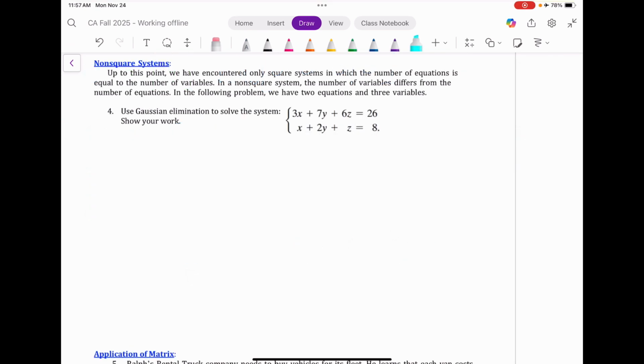Okay, so we want to talk about non-square systems. So a non-square system is where the number of variables is different from the number of equations. So for instance, we have 2 equations and 3 variables on number 4. So when we draw the matrix, you'll see it's a little less square-like than the other matrices we've been dealing with. So we got a 2 by 4 matrix.